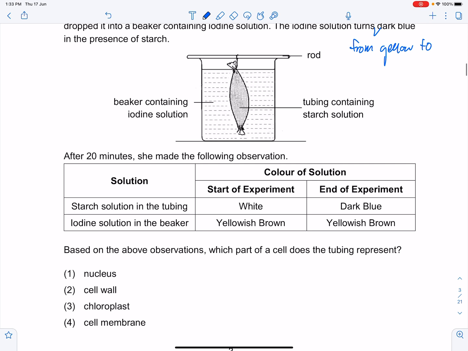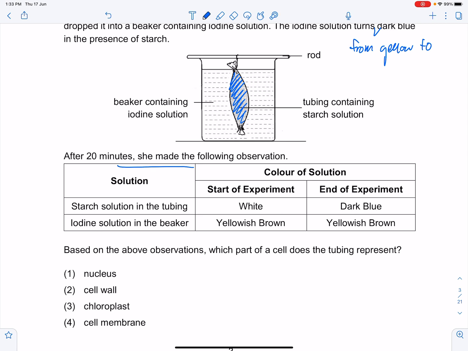Now, they told you that after 20 minutes, she made the following observation, okay? It was mentioned that starch in the tubing is white, but at the end of the experiment, it turned dark blue. So whatever starch that is inside here, it had turned dark blue. So I'm just going to go ahead and color this for us to have a better understanding. Okay, whereas the iodine solution in the beaker remained as yellowish brown. No change, right? So based on the observation, which part of the cell does the tubing represent?